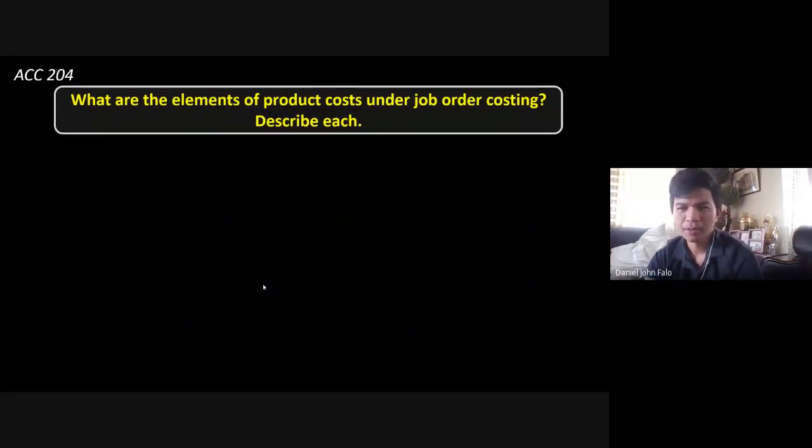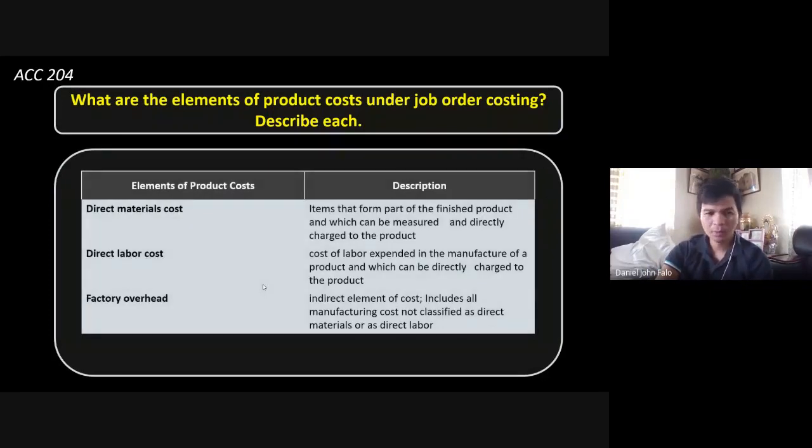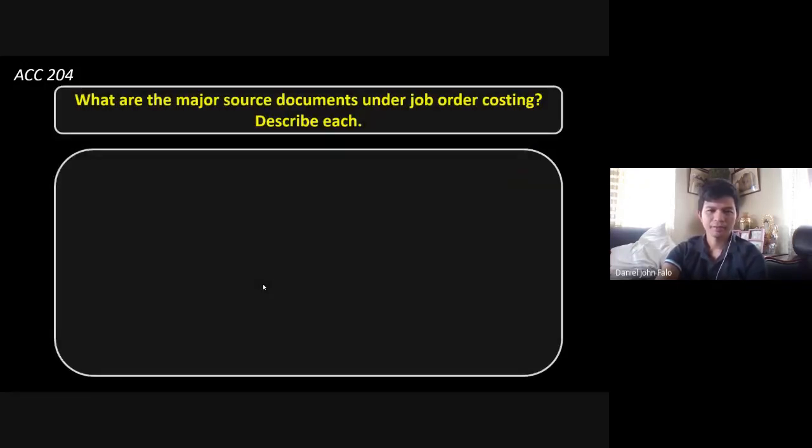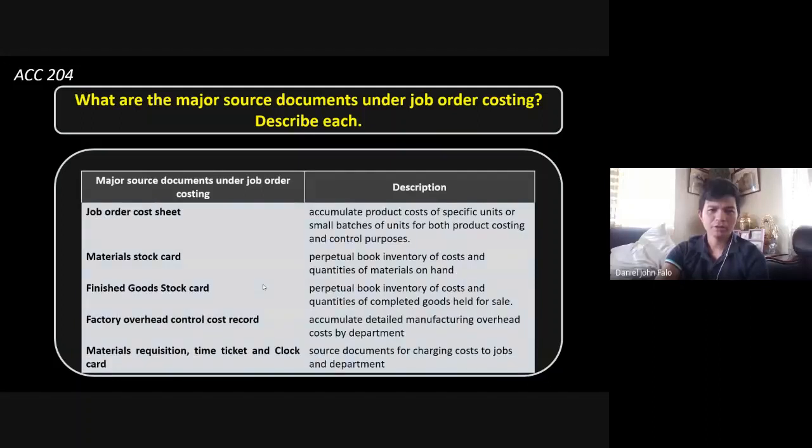What are the elements of product cost under job order costing? I think na-discuss na natin ito before. Meron tayong direct materials, direct labor, and factory overhead. What are the major source documents under job order costing? I think it will be the last part of our discussion. And so, meron tayong job order cost sheet. Ito yung napag-usapan na natin kanina. This is the subsidiary record used to record the work in process for job order costing.